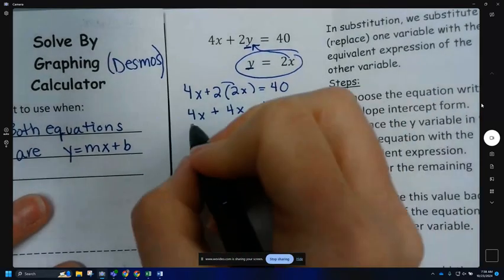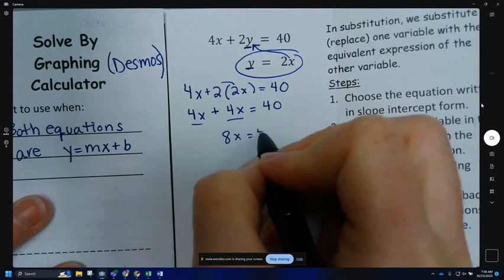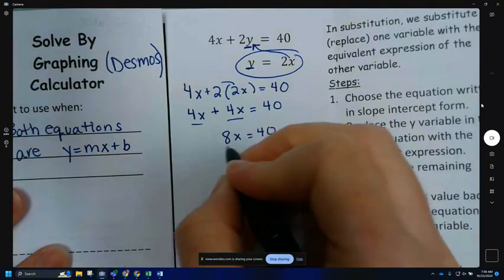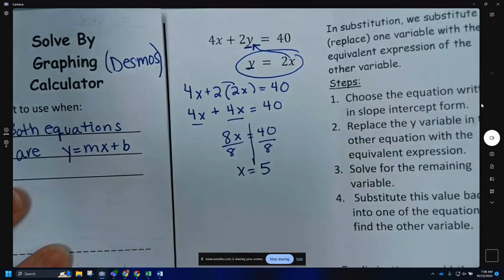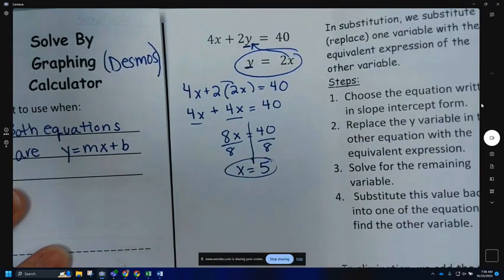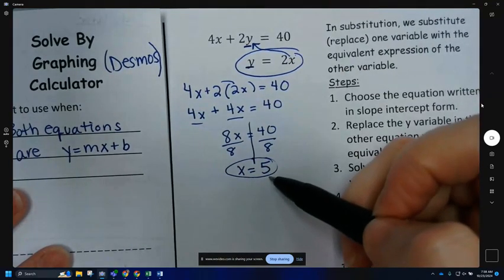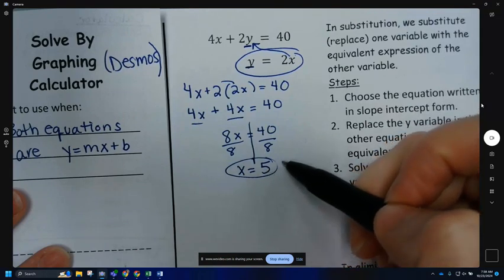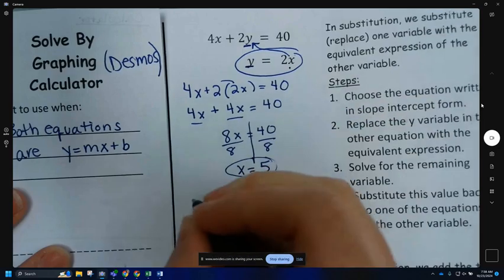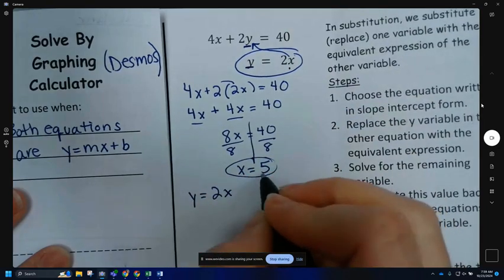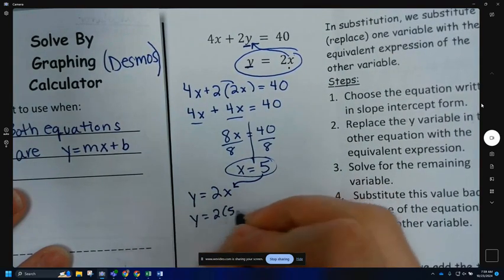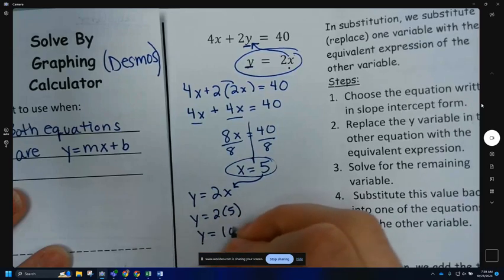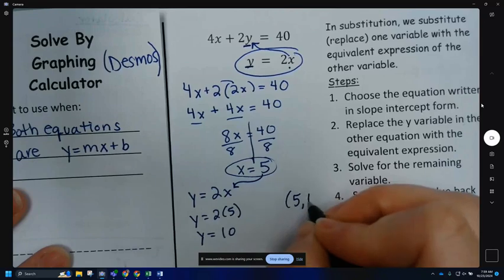Then combine like terms. 4x plus 4x is 8x equals 40. Then to solve this, we divide by 8 on both sides. So x equals 5. So that is one part of the solution. Now, which equation would be easier to put it into to find y? Well, it would be easier to plug it in here. So y is 2 times x. We're going to put 5 in for x. So y equals 2 times 5. 2 times 5 is 10. So our solution is 5, 10.